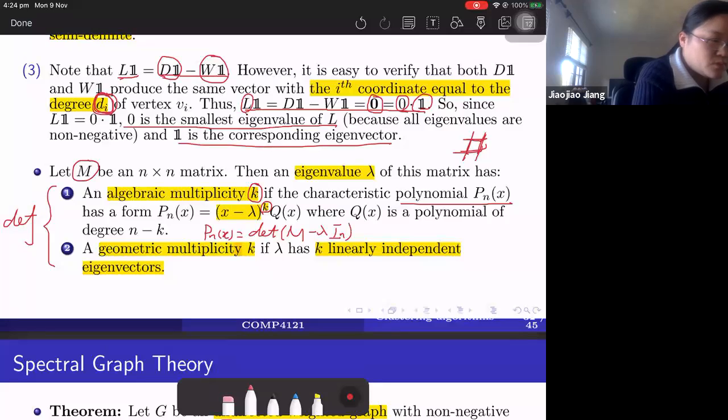You may wonder, what is the polynomial p(x)? As I have written here, p(x) is equal to the determinant of matrix M minus lambda times the identity matrix. Guys, do you have any question about this definition?